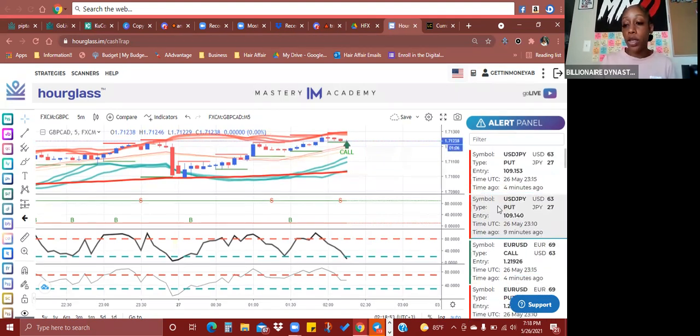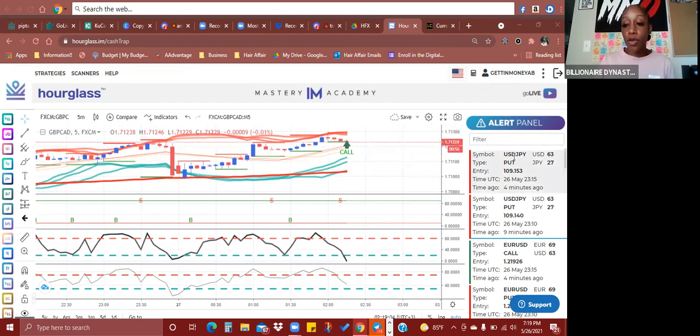If that makes sense, drop a 1 in the chat box. If that makes sense to you guys so far, drop a 1 in the chat box. Can you repeat that? I sure can. So if you're looking at a currency pair, which is just this right here, the symbol is a currency pair.